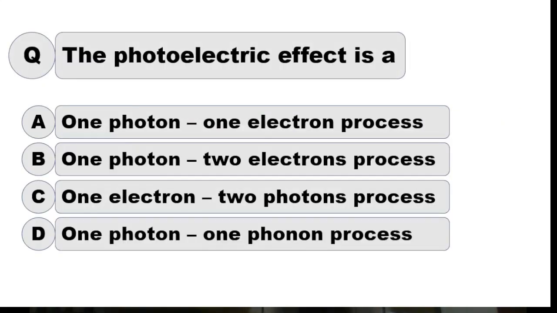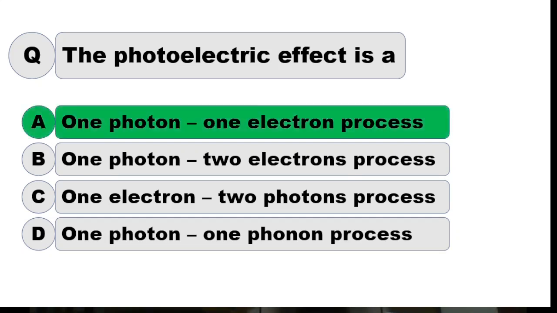The photoelectric effect is: A. A one photon, one electron process, B. One photon, two electrons process, C. One electron, two photons process, D. One photon, one phonon process. The right option is option A, one photon, one electron process.